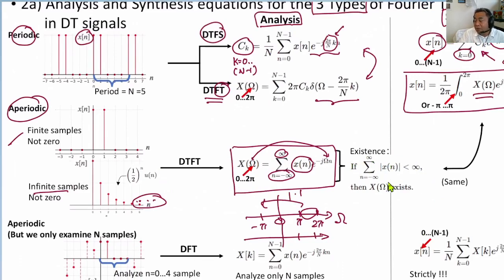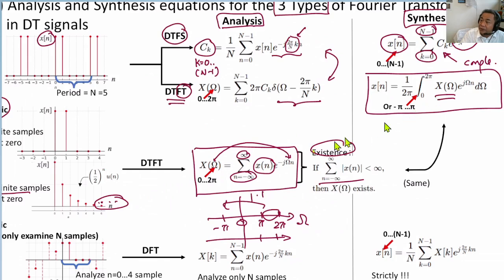Maybe one point to note is that you will often ask whether this Fourier transform exists, and the condition for existence is that as long as we can sum this sequence absolutely, that means all the values are taken as absolute first and we sum, and it's less than infinity, then X of omega exists. Once you have X of omega, which is the magnitude and the phase spectrum of x[n], then we can reconstruct x[n] by this equation here.